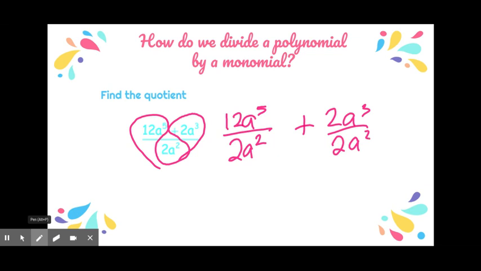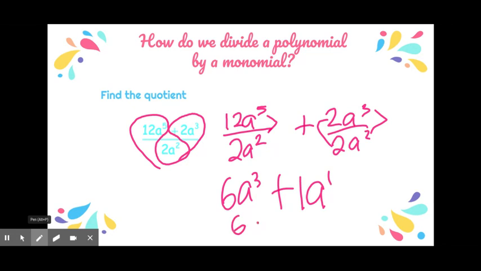So first we divide our coefficients. 12 divided by 2 is 6. Keep your base, subtract your exponents, and get 3. Now these are both positive, so I'll bring my plus sign down. 2 divided by 2 is 1. A to the third divided by a to the second. Keep our base, subtract our exponents, and get 1. I'm going to clean it up. It's going to be 6a to the third plus a. I don't need the coefficient of 1 and I don't need my exponent of 1. I'm just going to keep it like that. Okay? So that's our first example on dividing a polynomial by a monomial. So pause the video, make sure you get this down.